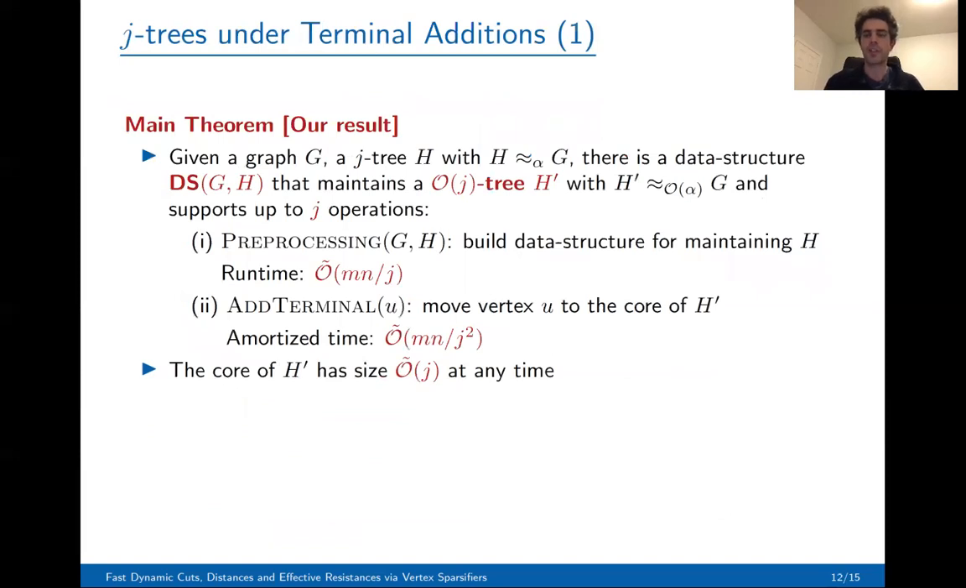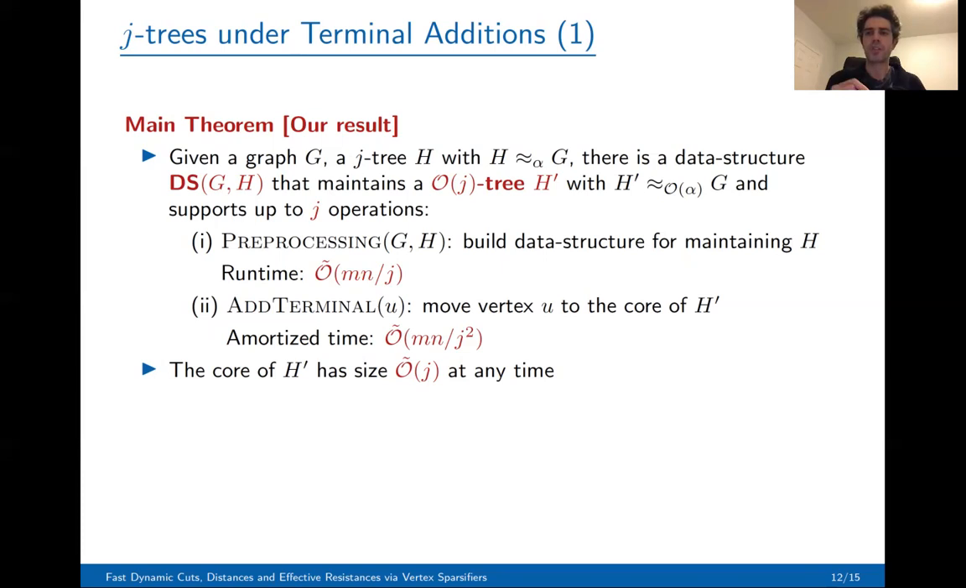So in this paper, we show that J trees can actually be viewed as vertex sparsifiers and can be made to support the operation of adding terminals to the J tree, right? In other words, given a graph G and a J tree H, we show that there is a data structure that maintains a slightly larger J tree H prime that approximates the graph with similar guarantees to how H approximated the graph. And more importantly, we show that the running time for adding a terminal to the graph H prime is bounded by mn over J squared, right? And by adding a terminal here, I mean, I take a vertex which is not in the core and then I move it to the core.